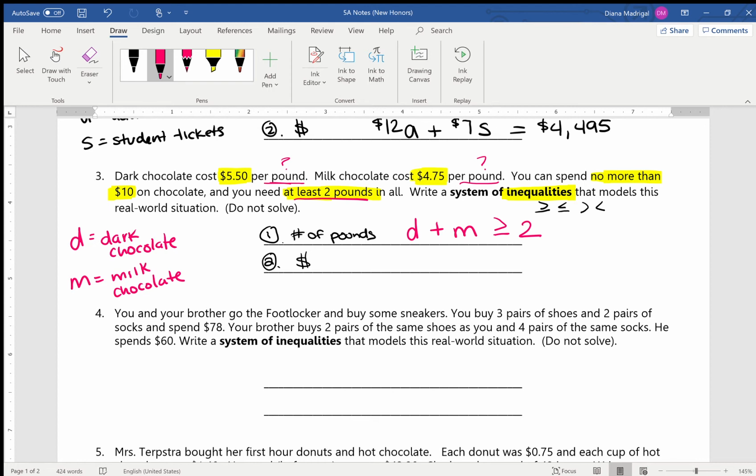Number 2 is talking about the money. Again, I'm using the same thing I used on the first one, so I know I'm going to have D plus M.